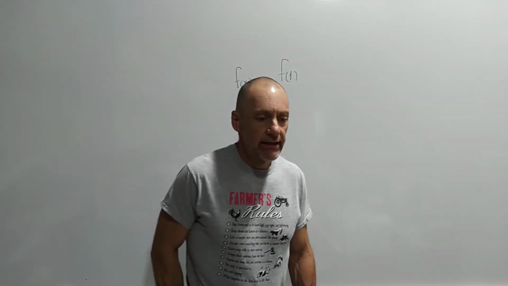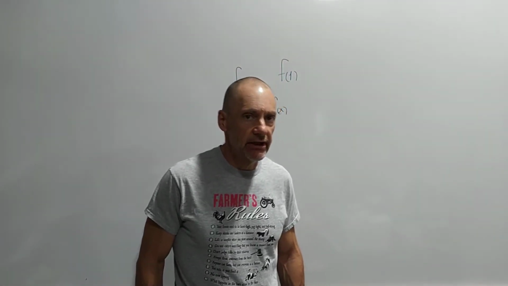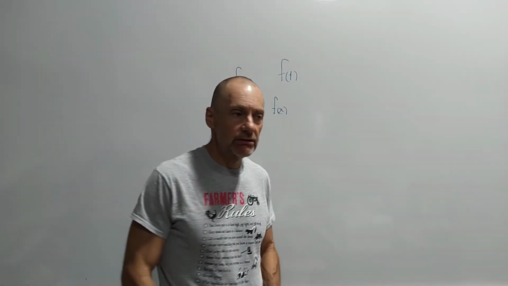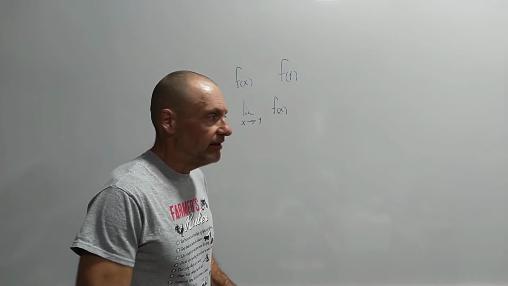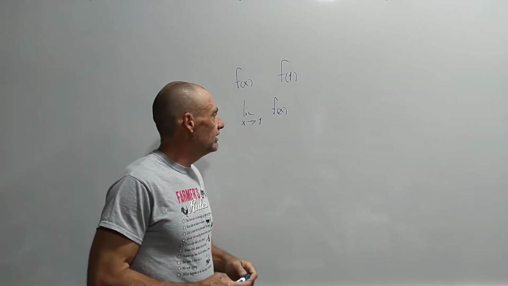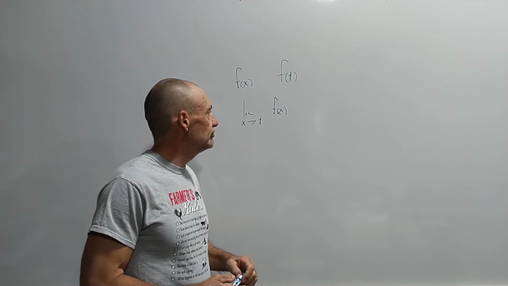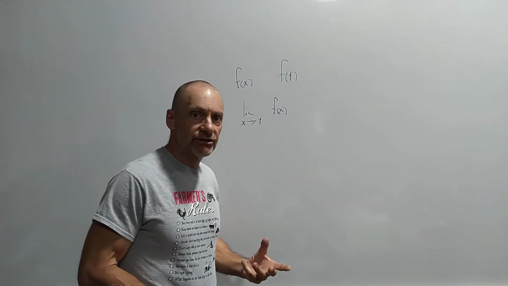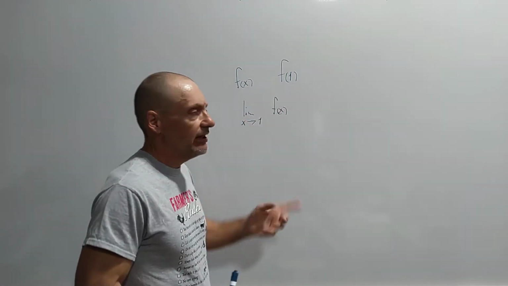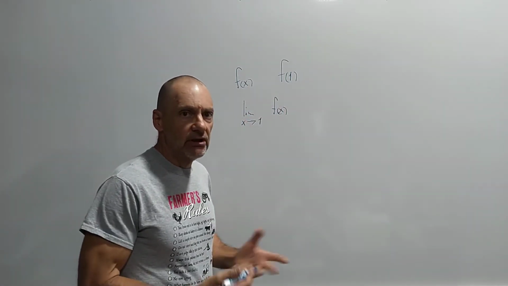All right, so this video is to answer a question about these three things, okay? So I got this in my email. So what we have here is f of x, f of 1, and the limit as x approaches 1 of f of x. And the question is, what's the difference between these things, okay? So before we look at how these things are related, let's look at them individually, all right?